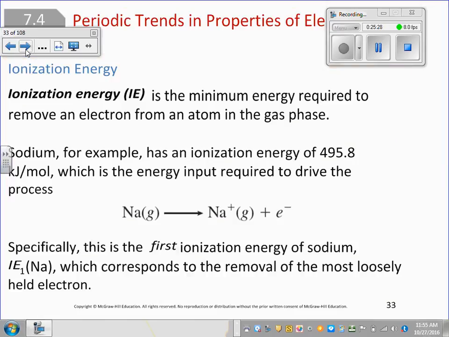Ionization energy, IE. Minimum amount of energy required to remove an electron from an atom in the gas phase. So here we have sodium as a gas. We're going to pull off its electron. Ouch. Turns out it takes 495.8 kilojoules per mole. Specifically, that's the first ionization energy. We call it IE sub 1. So that takes the first electron. If we take the second one off, it would be IE sub 2.